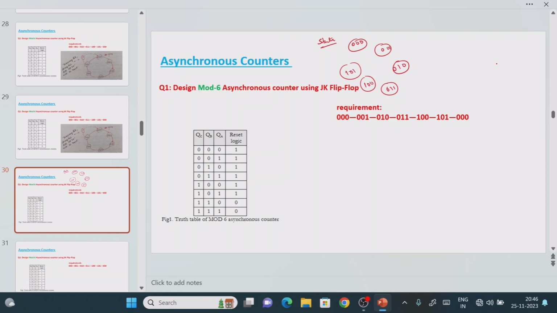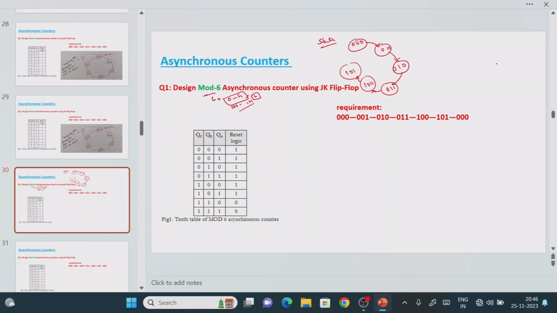It means that after a clock pulse, it should change from 0 to 1, then 1 to 2, 2 to 3, 3 to 4, 4 to 5. So MOD-6 means 6 stages. 0 is the starting state, 5 is the ending state. It means 0 0 0 is the starting state, and 1 0 1, which is 5, is the ending state. So that you will be getting the 6 stages or 6 counts.